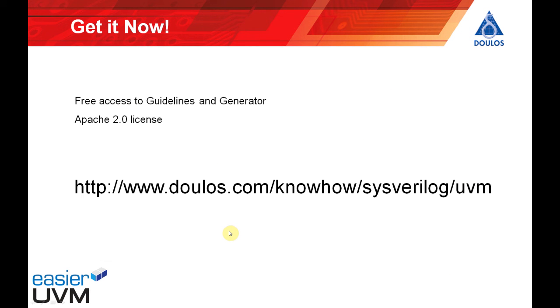So now you know the key concepts, you can start running the Easier UVM code generator for yourself. You can get access to the Easier UVM coding guidelines and the code generator from the URL shown here, and you're going to be downloading the code generator under an Apache 2.0 license, so the source code is yours to do whatever you like with.